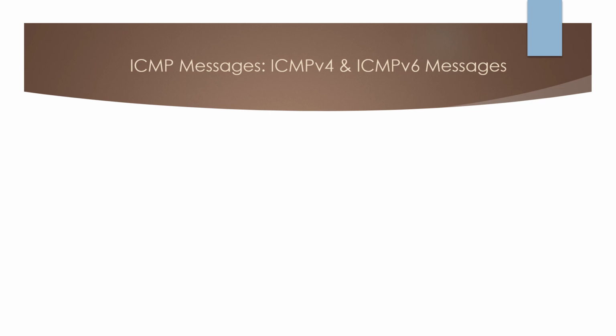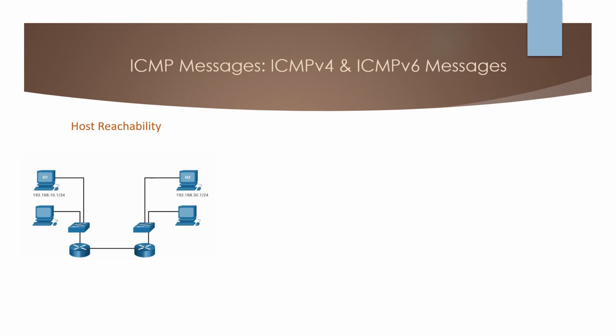And the functions of those protocols are, the first one is host reachability. An Internet Control Message Protocol echo message can be used to test the reachability of a host on an IP network. The local host sends an Internet Control Message Protocol echo request to a host. If the host is available, the destination host responds with an echo reply, as shown here in the animation.